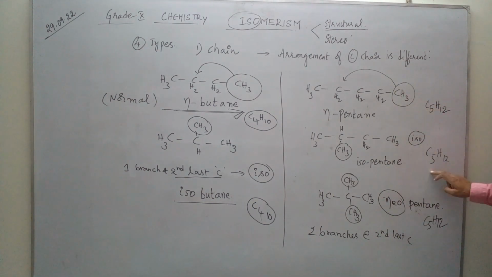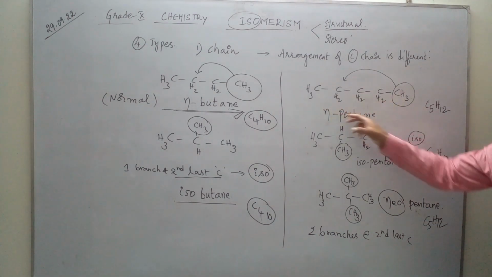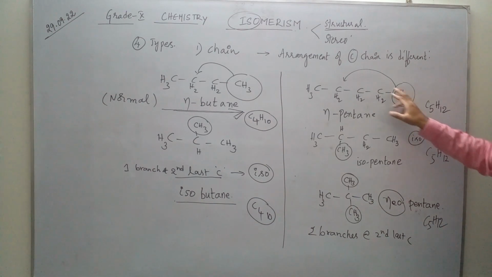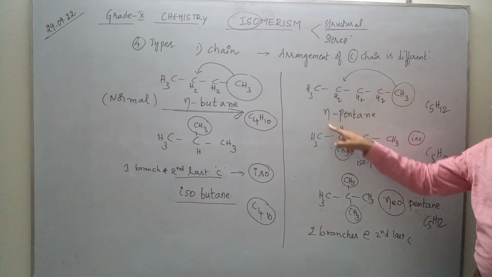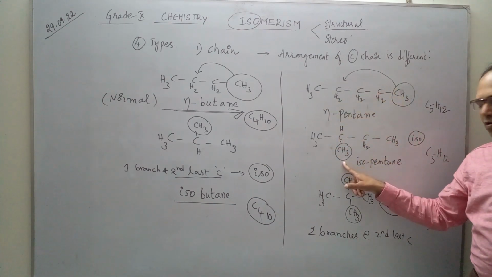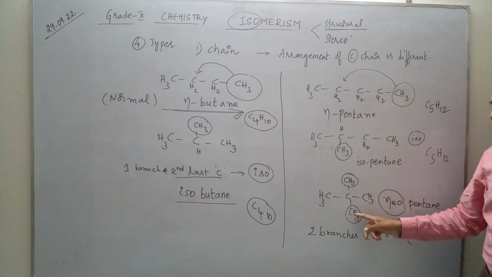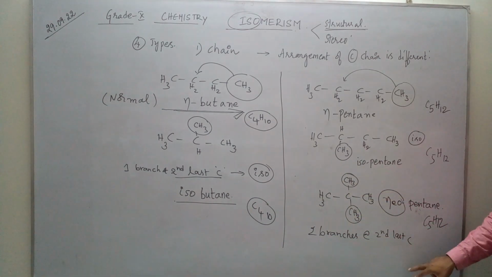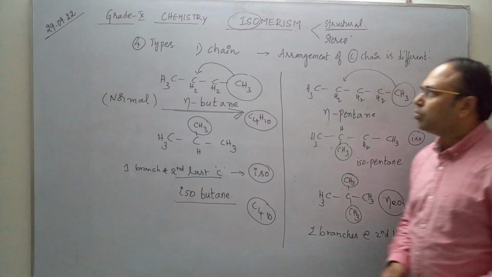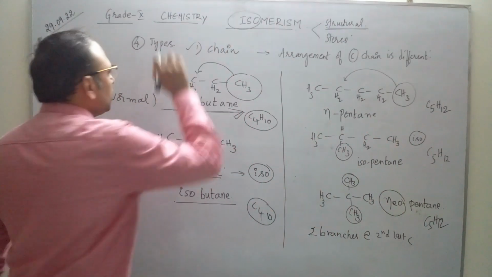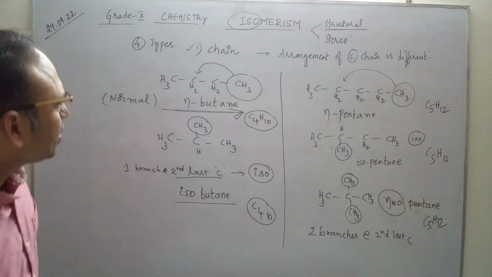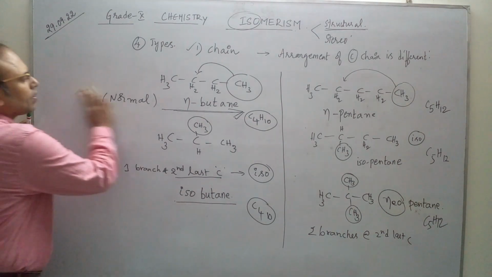Now, how to define these three compounds? They have the same molecular formula C5H12, but the arrangement of the carbon chain is different. First one, you have a linear chain, n-pentane. Second one has a branch, so you call it isopentane. Third one has two branches, you call it neopentane. Hope you have understood the first isomerism, that is chain isomerism.